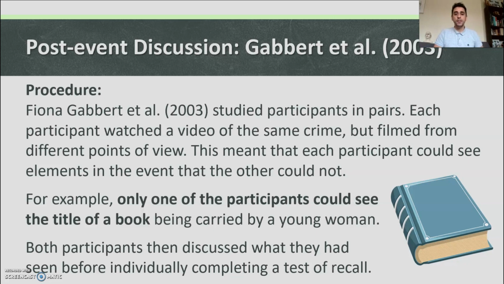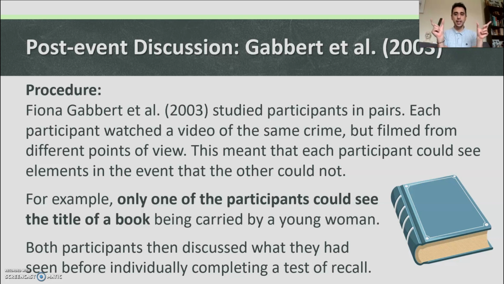Each participant watched a video of the same crime, but filmed from different points of view. This meant that each participant could see elements in the event that the other could not. For example, only one of the participants could see the title of a book being carried by a young woman. Both participants then discussed what they had seen before individually completing a test of recall.